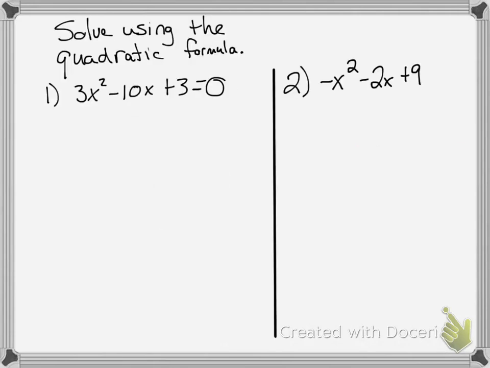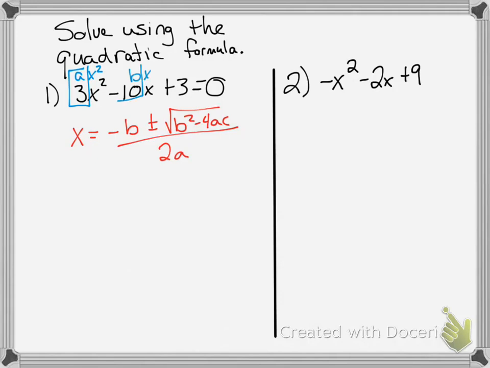Okay, so we're going to solve four equations using the quadratic formula. So the first thing I'm going to do is I'm always going to start by writing down my formula. X is equal to negative b plus and minus the square root of b squared minus 4ac divided by 2a. The second thing I'm going to do is I'm going to find what each of these letters are in my equation. So I know I've got looking for ax squared, a would be 3. Looking for bx, so b would be negative 10. And c would be 3 here at the back.